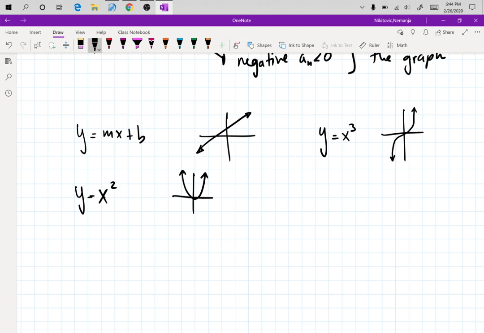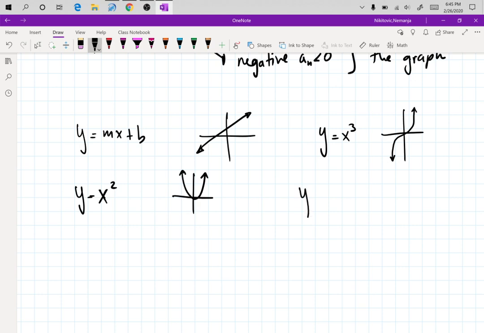There you go. So visually, we get to connect mx plus b with x cubed because one part goes up, one part goes down, right? They both have that feature. And the link between them is they're both odd.